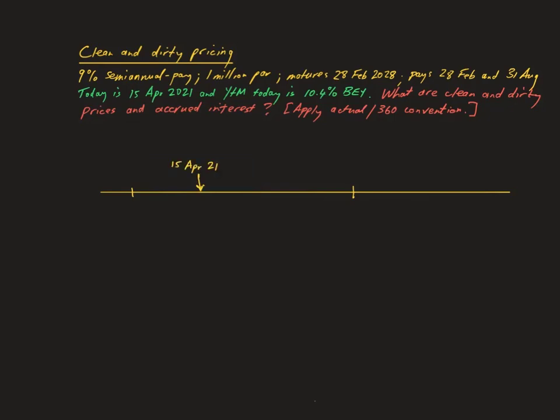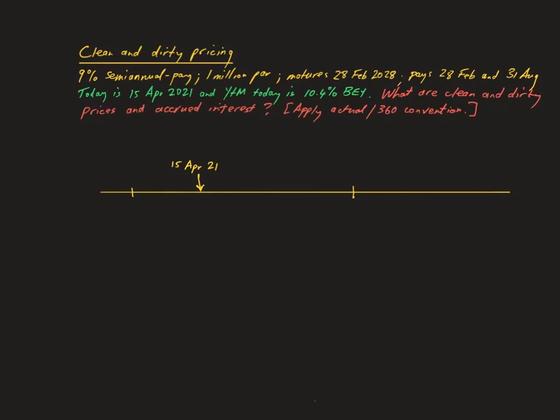Today is 15th of April 2021 and the current yield to maturity is 10.4% on a bond equivalent yield basis. You are required to calculate the clean and dirty prices of the bond and the accrued interest and to apply an actual 360 convention as you make those calculations. You begin as usual with the timeline.